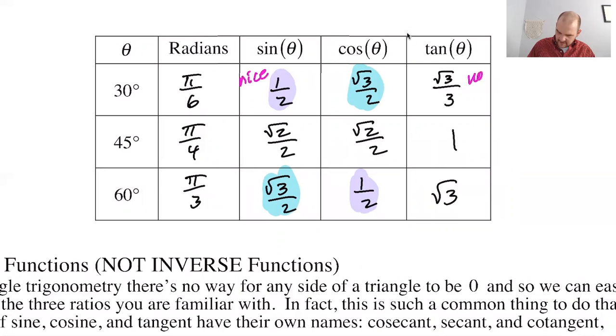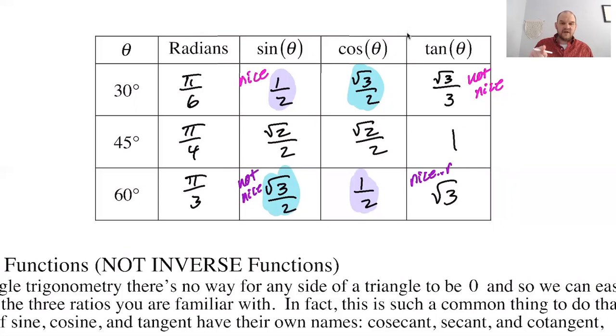This is not nice. Whereas over here, it's all based on sines. This is not nice because of the radical, whereas this is nicer. It's nicer than root 3 over 3, right? It's just root 3. That's how I remember it. Pi over 6 has a nice sine value, so it's 1/2. It has a not so nice tangent value, so it's root 3 over 3.